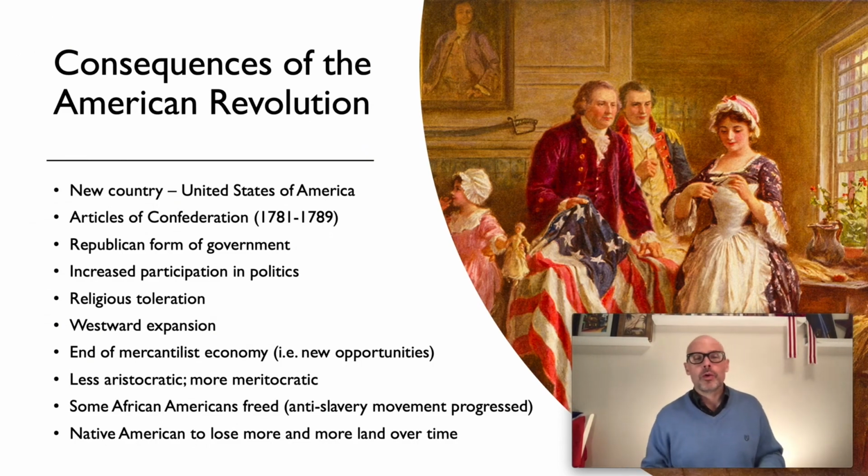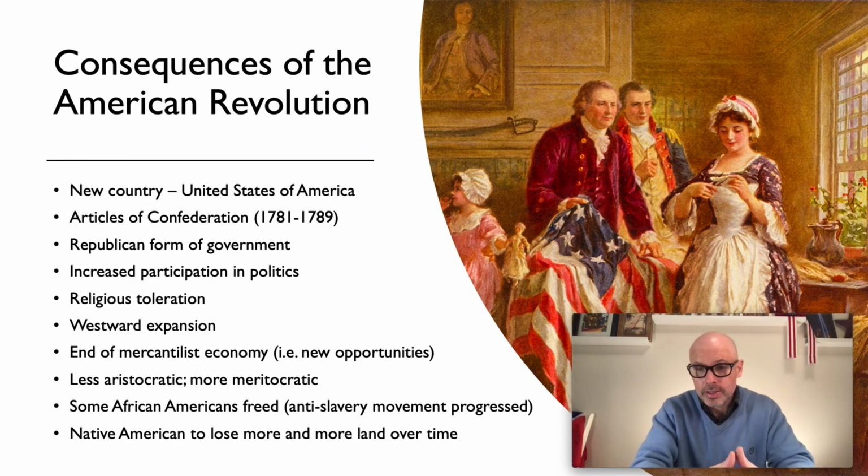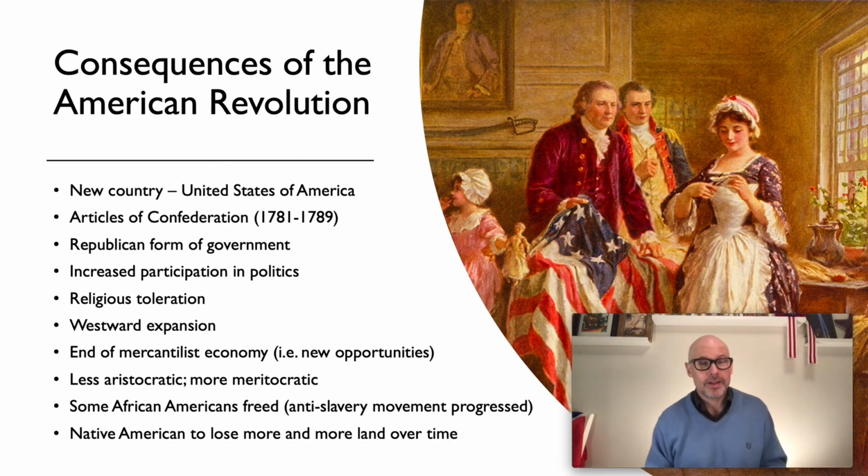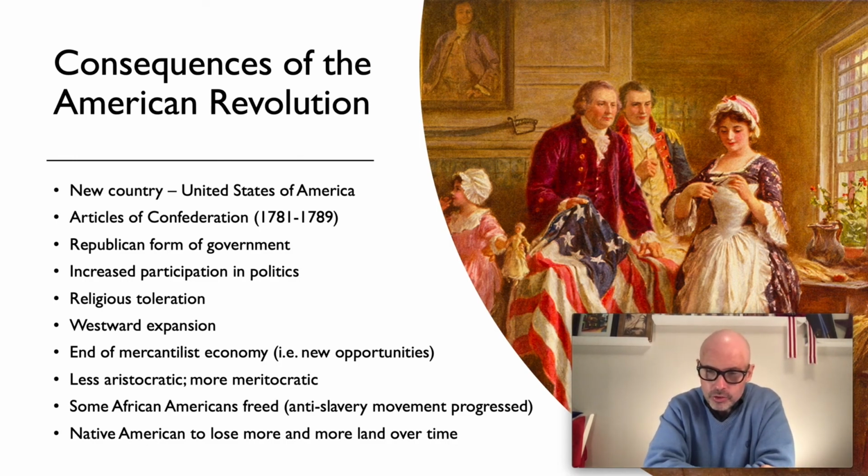So what are the consequences of the American Revolution? Well, obviously we have a new country, the United States of America. We also have a new form of government, a new framework, constitution called the Articles of Confederation. This will only be in existence for 8 years. There won't be a president, right? So there's no president, because they don't want a central government. They don't want a British King George III. That's what they're trying to avoid.